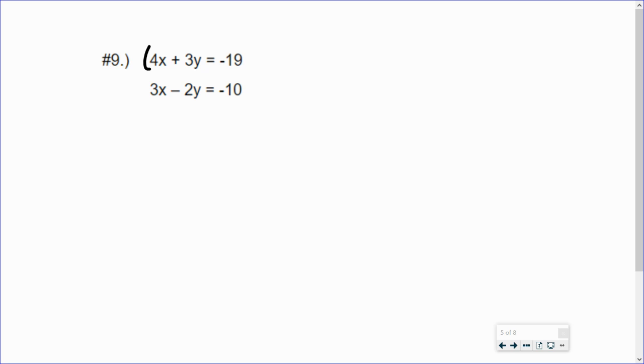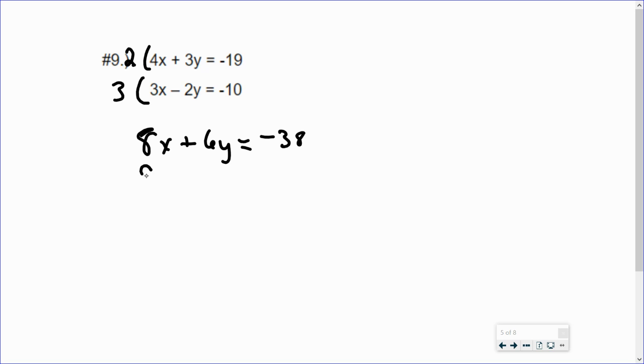Now, one thing I noticed, you can always multiply. See how this is a 2? Let's multiply this equation by 2. This is a 3. Multiply this equation by 3. The reason I can do that is because they match up and they're easy and I can get rid of them. So 4 times 2 is 8x. 2 times 3y is 6y. And 2 times negative 19 is negative 38.